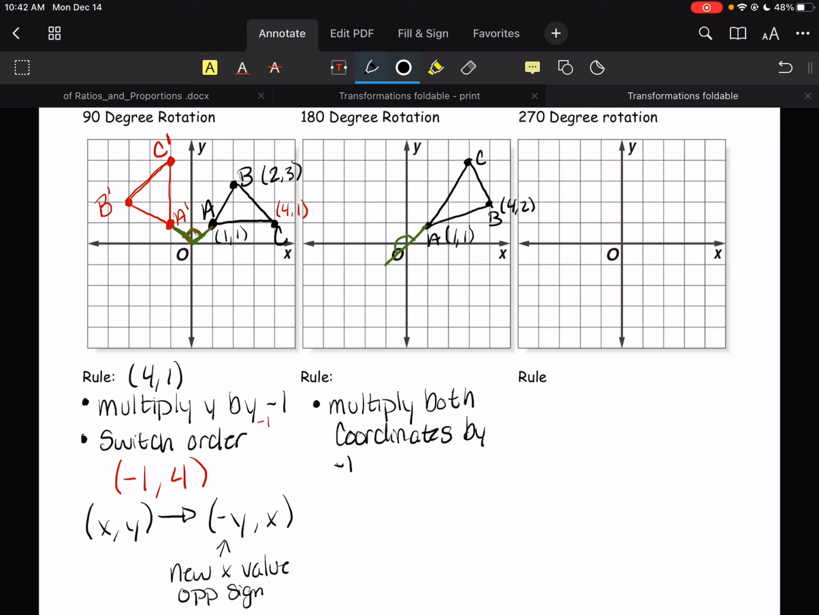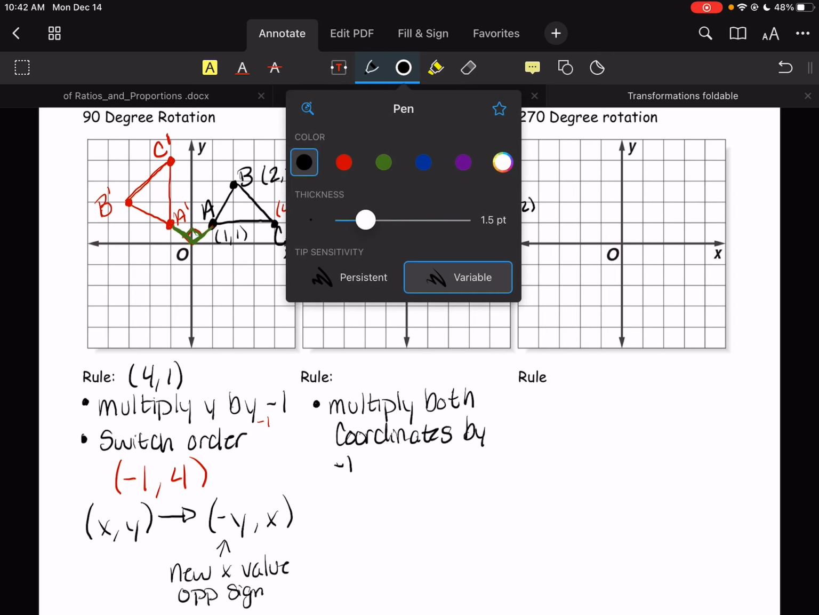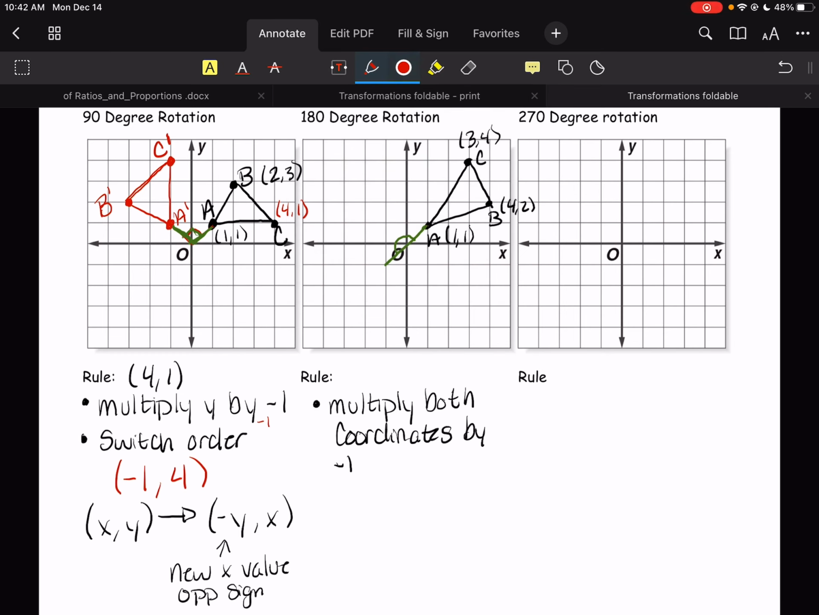And C is 3, 4. And I'm just going to make both of the coordinates now negative. So I'm going to have -1, -1 is my new A. B is now going to be -4, -2. And C is now going to be -3, -4. And draw your triangle.